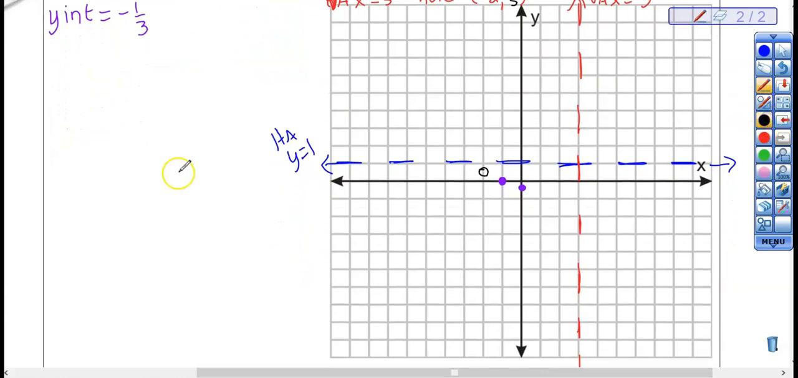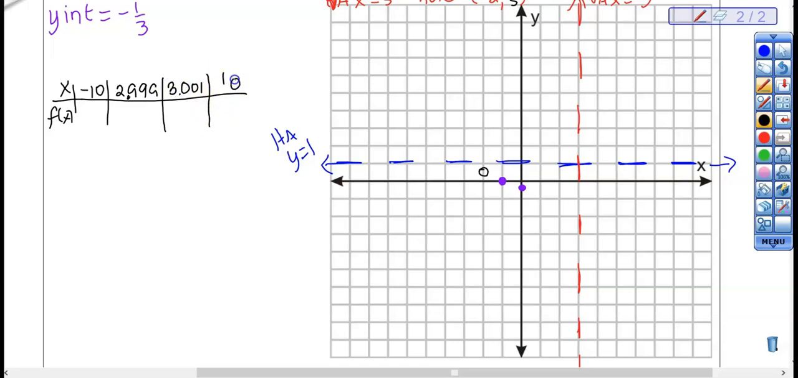Now I need a table of values. Well, we don't have to be crazy about the values that we pick. Let's just pick -10 to see what our graph tends to do on the left. Let's approach 3 from the left, so we'll pick 2.99, see how that does. We'll approach it from the right, our vertical asymptote, and then we'll get 10.